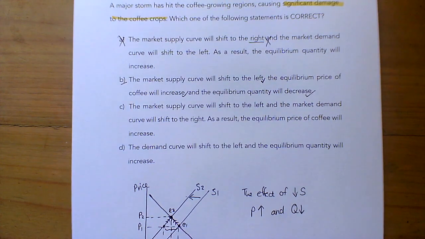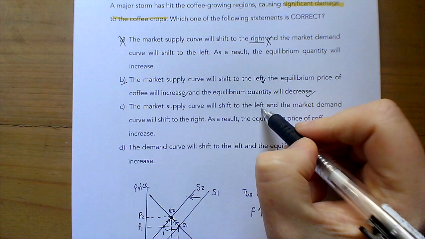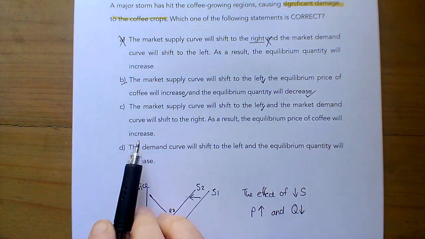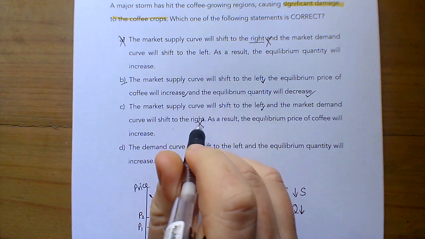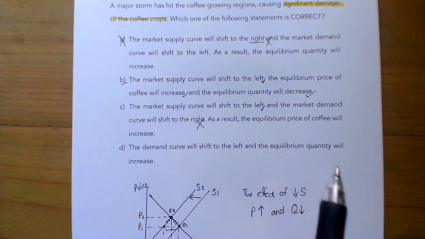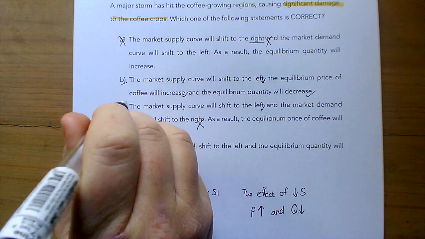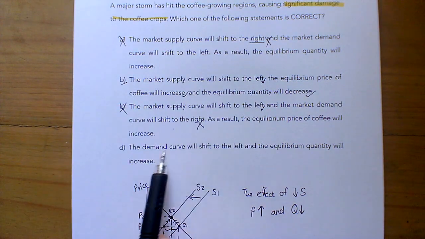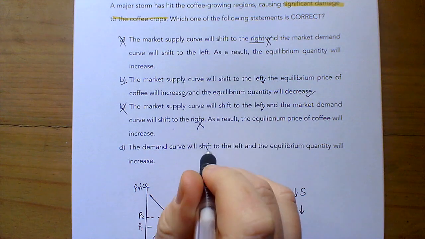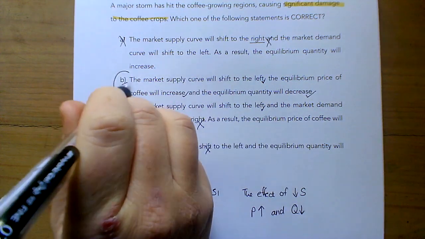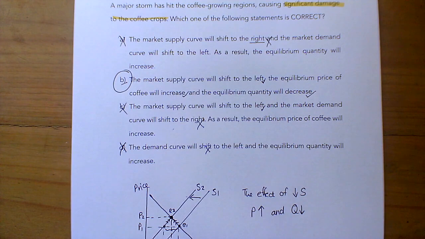C then says the market supply curve will shift to the left. Yes. And the market demand curve will shift to the right. No. So the demand curve doesn't change at all. And so C is wrong. And then D says the demand curve will shift. No, it doesn't shift. And so the answer to this question is B.